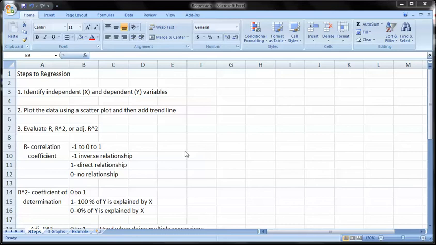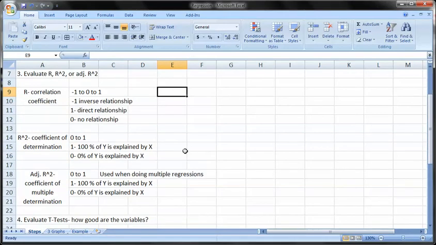Step number 3, evaluate your r, your r squared, and adjusted r squared. The r value is called the correlation coefficient, and it ranges between -1 and 0 and 0 and 1. What it's going to tell you is the strength of the relationship of your equation. So if it's -1, it has a negative or inverse relationship, meaning it's going to be downward sloping, very similar to a demand curve. A positive r correlation coefficient is going to have a direct relationship, similar to a supply curve. And the closer it is to 0 on either end, the lower the relationship.